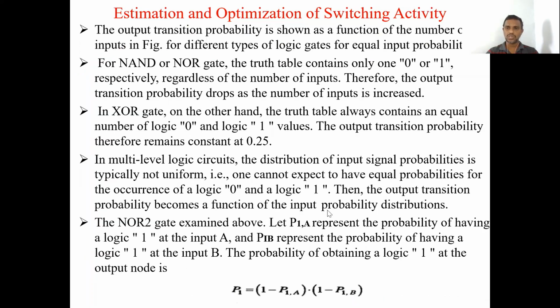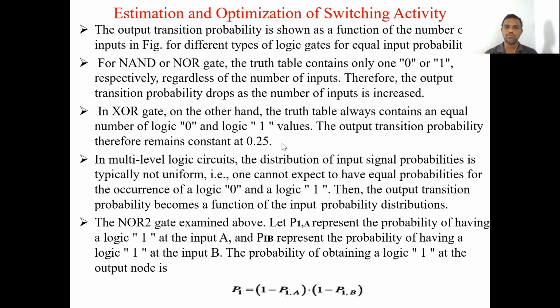By considering n is equal to 3, and previously n is equal to 2, we got 1 by 16, but for n is equal to 4 we will get a smaller number, 1 by 16 into 16. As we increase the number of inputs, automatically the probability of power consuming transitions will be reduced. In an XOR gate, on the other hand, the truth table always contains an equal number of logic 0 and logic 1 values, so the output transition probability remains constant.